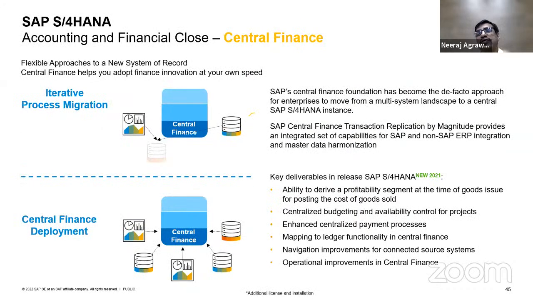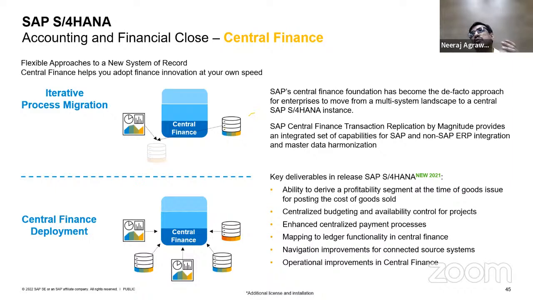Then we have the central finance. Central finance is more from a perspective where you have, again, multi-system landscapes. You have multiple landscapes, and you want to bring all the data into one place, not just for group reporting, but even for regular reporting purposes. It definitely helps with the group reporting also, because if everything is in one place, harmonized, the group reporting part becomes much simpler. Otherwise, you will have to do a lot of harmonization.